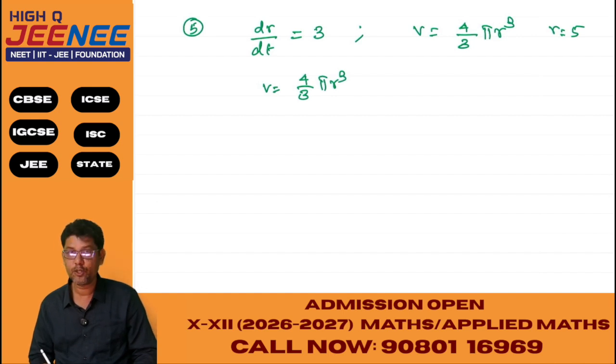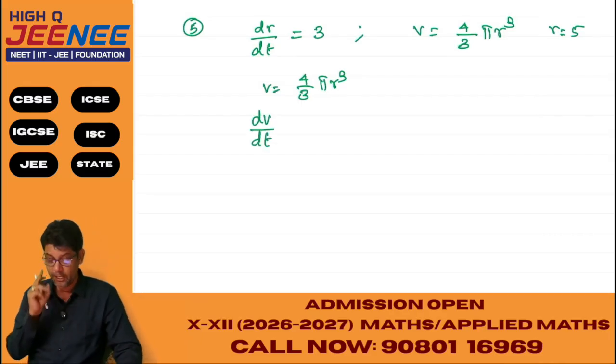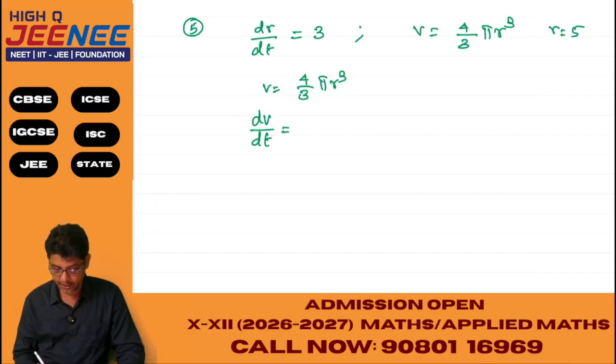All are requested to differentiate this. What will come? dv by dt, because with respect to time we are differentiating. This is the most important thing. Okay, time we are differentiating. dv by dt is equal to 4 by 3 pi into 3r square.